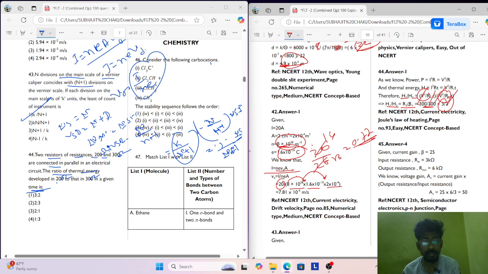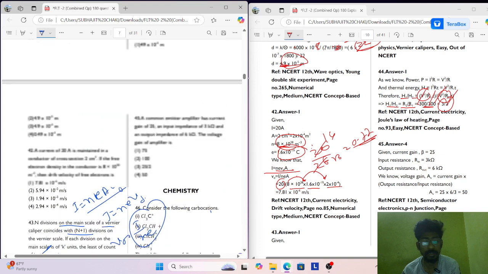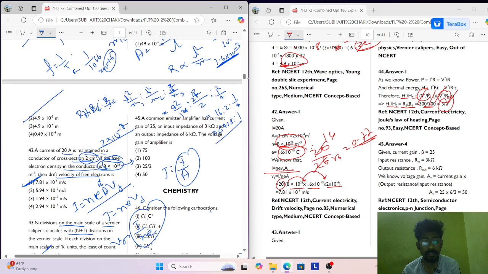Okay, not ohm, this is 20. 3 by 2. The H ratio is inversely proportional to the R ratio. You might think H is proportional to R, but in this case you have to remember H is proportional to 1 by R. So H1 by H2 will be equal to R2 by R1. So 30 by 20.